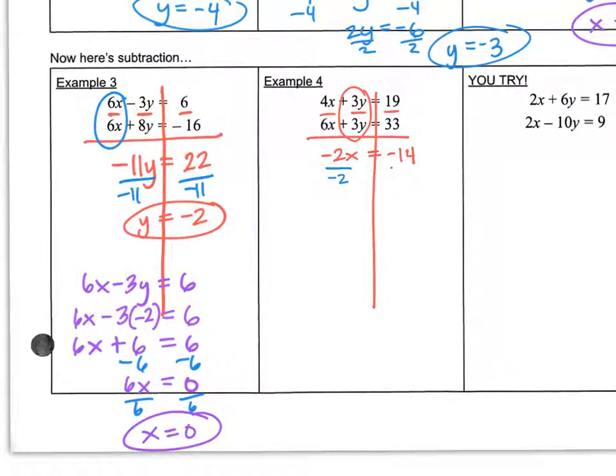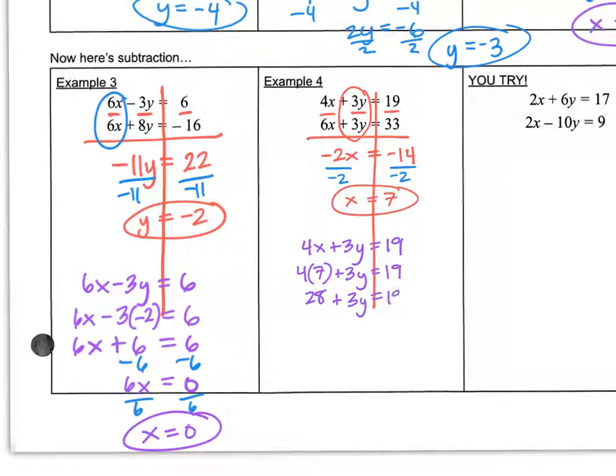Then we divide by negative 2. And that'll give us a positive answer, positive 7. Again, I'll use the first equation, 4x plus 3y equals 19, so that I can figure out what y is equal to. I know that x is 7, so change x to 7. That's 28 when we multiply.